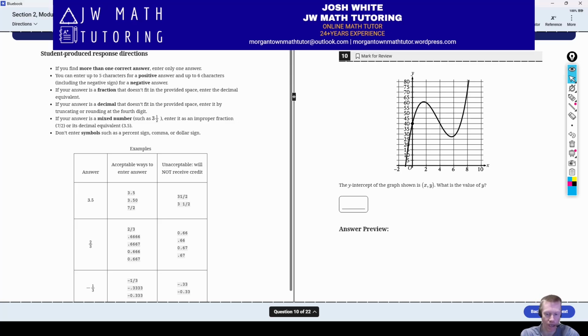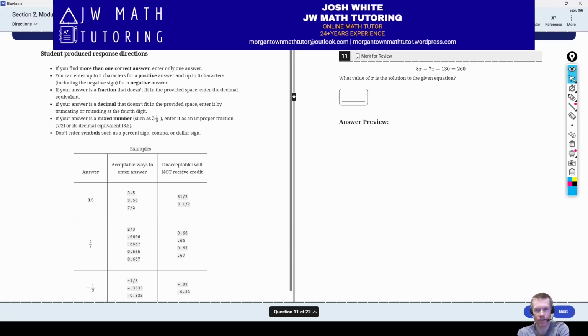All right, number 10 here, we have a graph, looks like some type of polynomial. What's the y-intercept value, specifically the y-coordinate only? Well, we can clearly see here it is going to be 40. And we just type in the value. We don't type it as a coordinate point, with parentheses or with the x-coordinate.